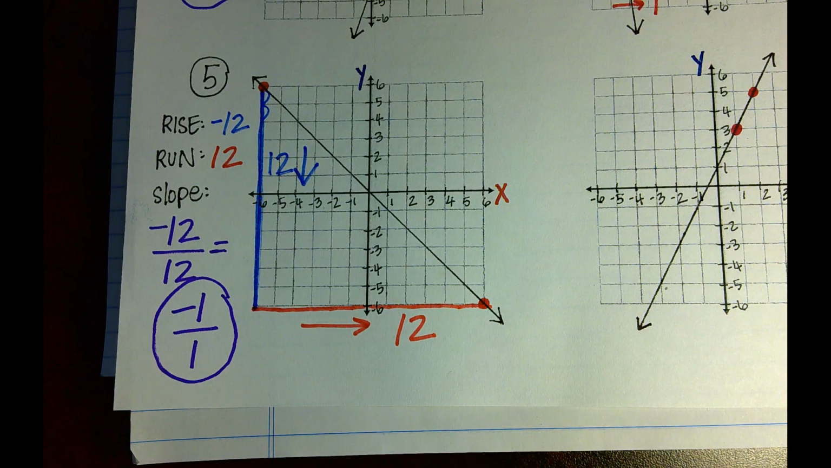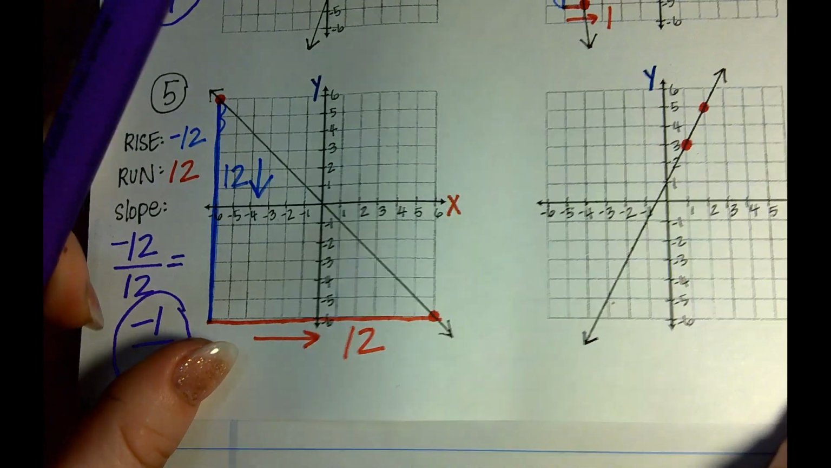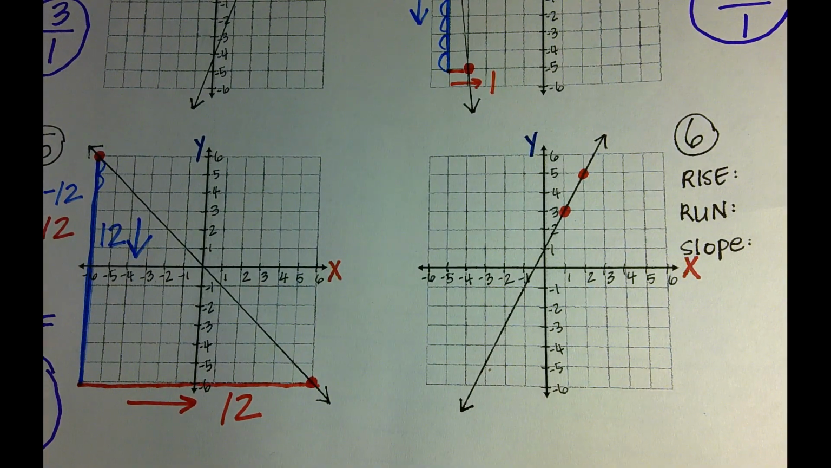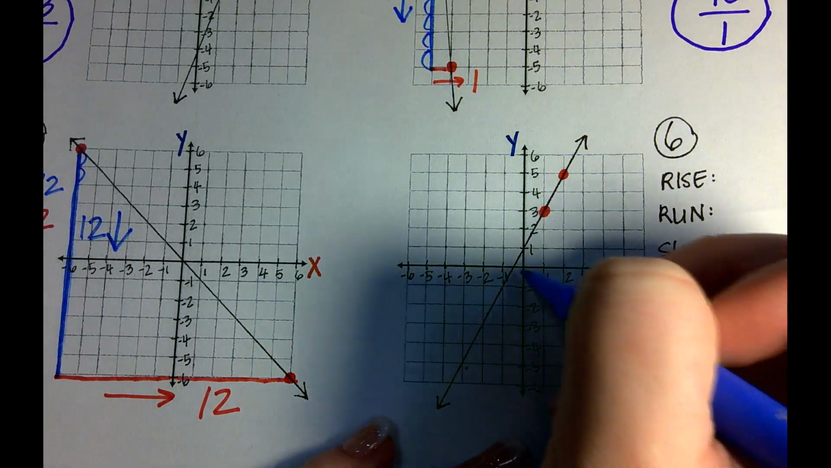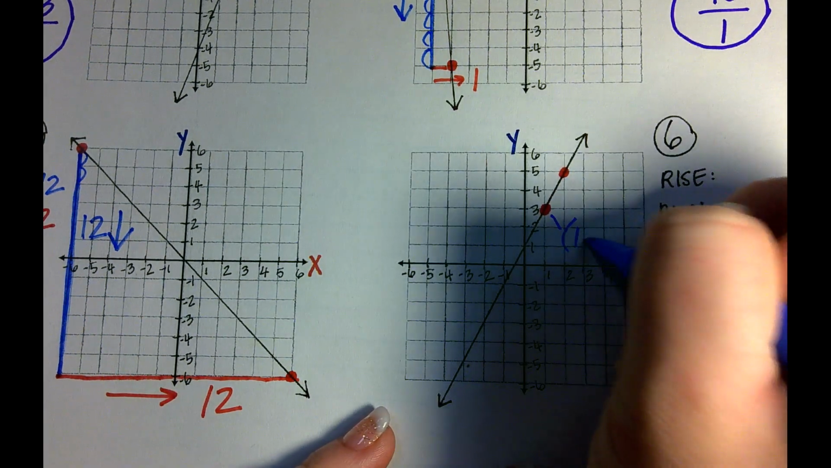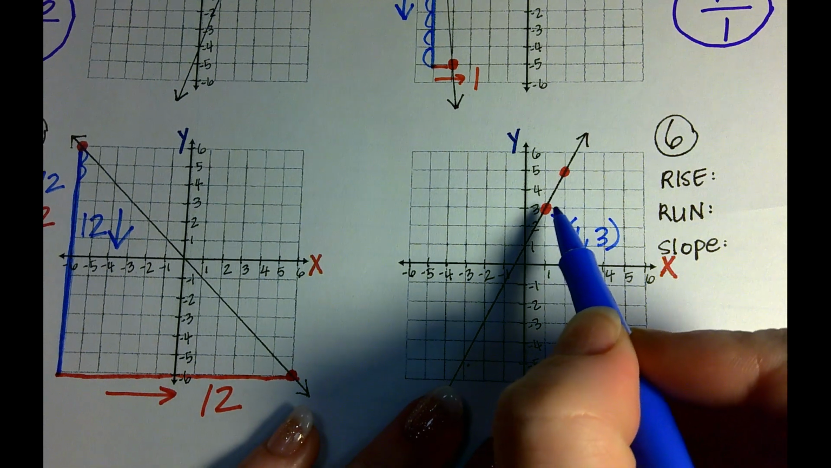There is number 5. Let's look at number 6 now. Which point should I start from? 3. My 3. It's the 1. Yeah, 1, 3. Here, I can even label that. 1, 3. And where should I go from my first point? Up.